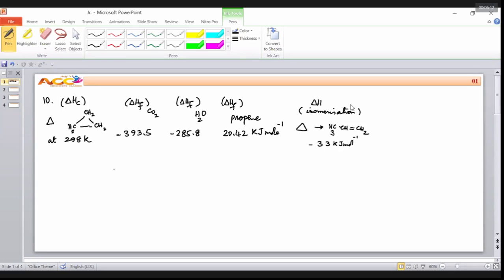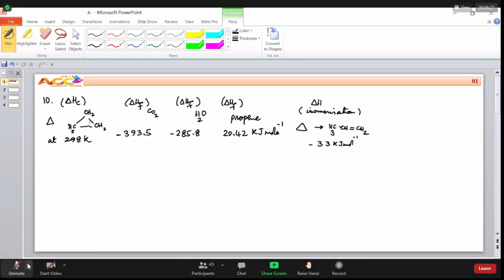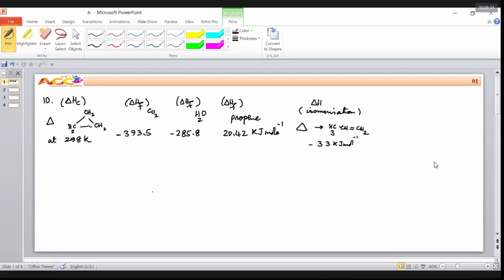Come on, how to proceed? I don't take tension because of the word isomerization. First, I'll take care of the enthalpy of combustion of cyclopropane. This is the compound. What is the formula? C3H6. And what is the formula here? C3H6, right? Alkenes and cycloalkanes have the same general formula. First of all, he's asking to find the enthalpy of combustion.